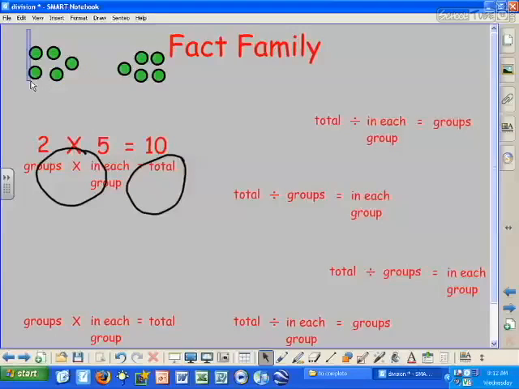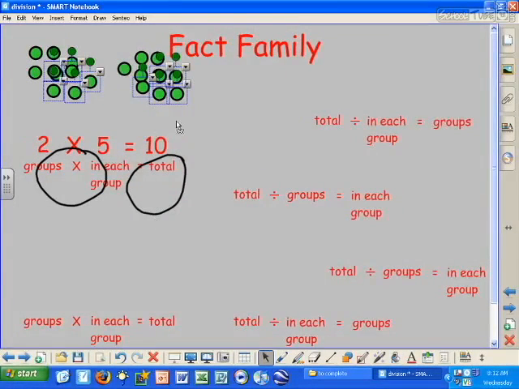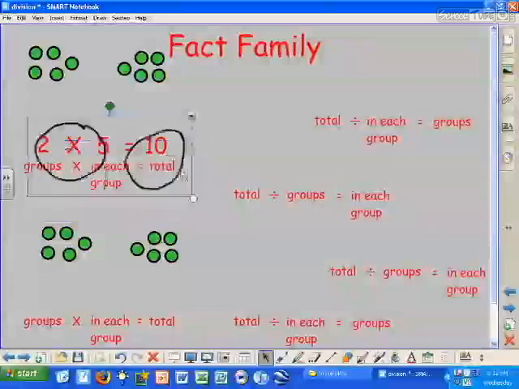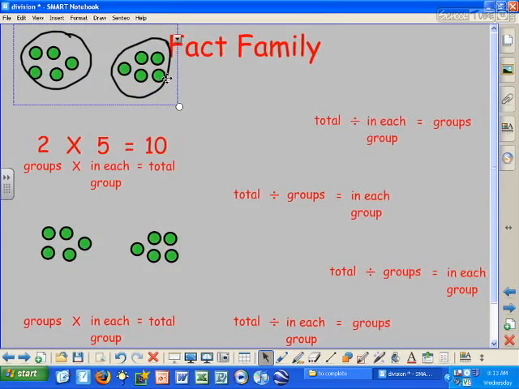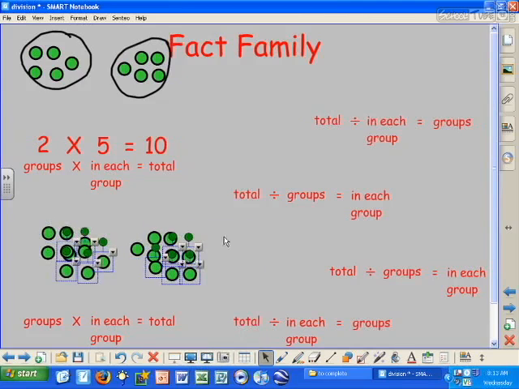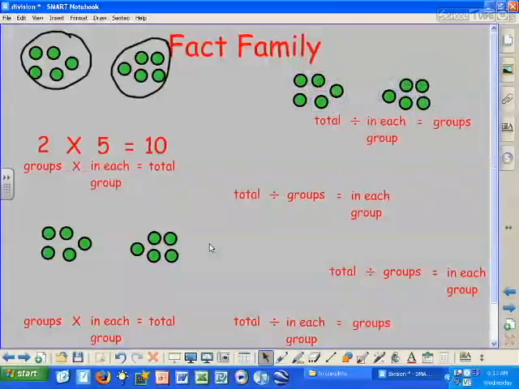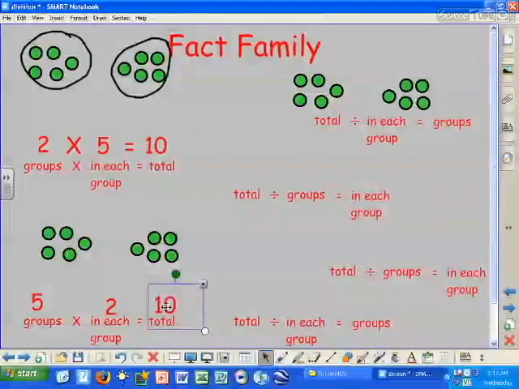But if we select those, clone it, bring it down. So here's our 2 groups of 5 still. I'm going to clone all of them while I'm here. I'm going to need them again over here. So now we're going to change it to 5 groups with 2 in each group. And we still use the same 10, so it's still 10, but it's going to look different from up above.